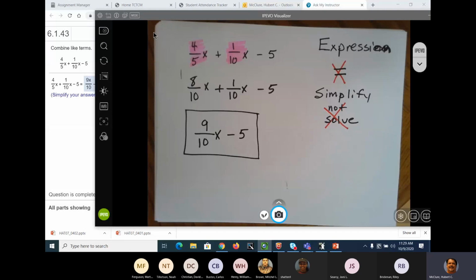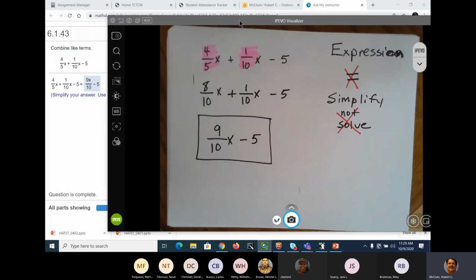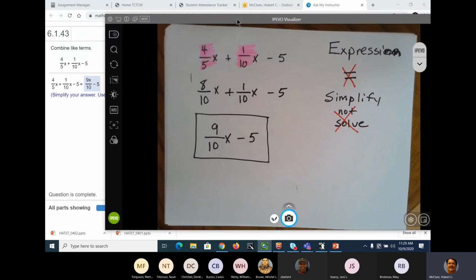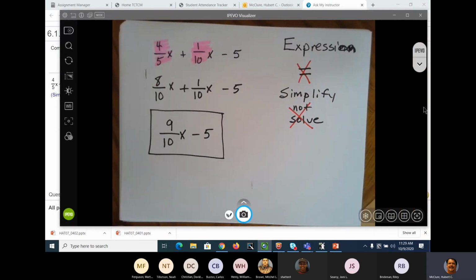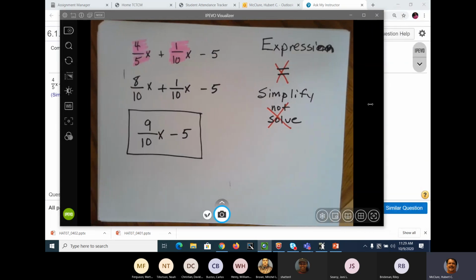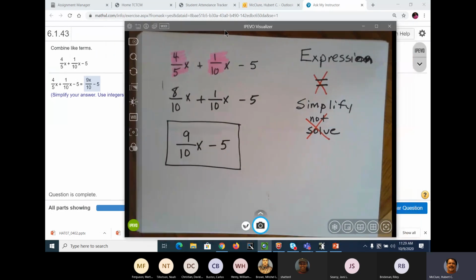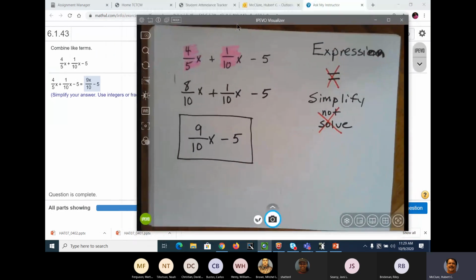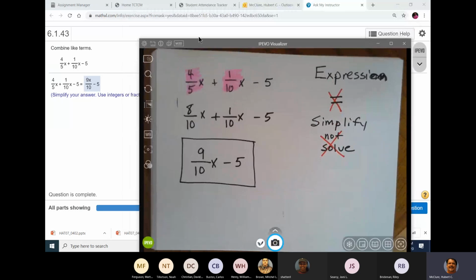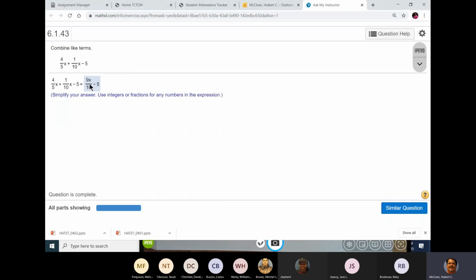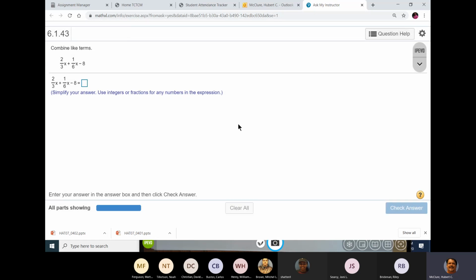I have found that the problem students have with this problem is they try to solve it. And you can't solve it because it doesn't have an equal sign. So I would suggest, and I don't mean this in a sarcastic way, read the directions because the directions will tell you to combine like terms or simplify. It's not going to say solve. Okay, so that should be the answer to that question, which it is. And of course, if you want another question like it, you just hit similar.